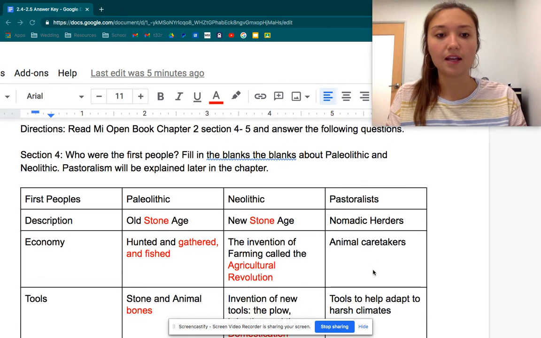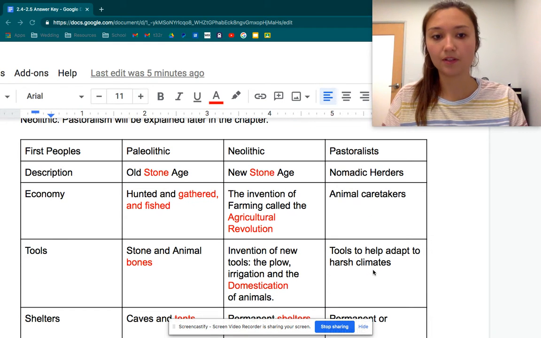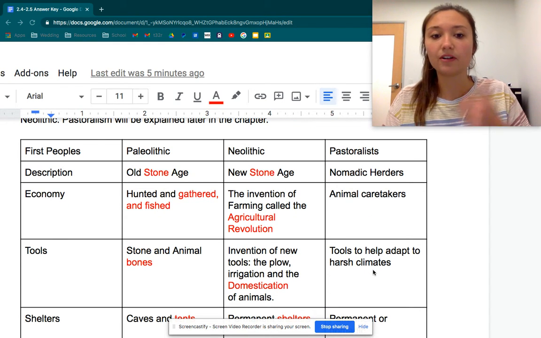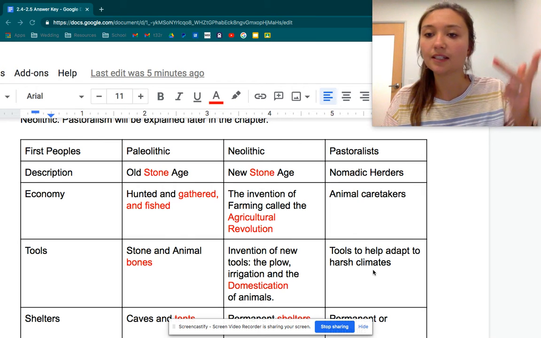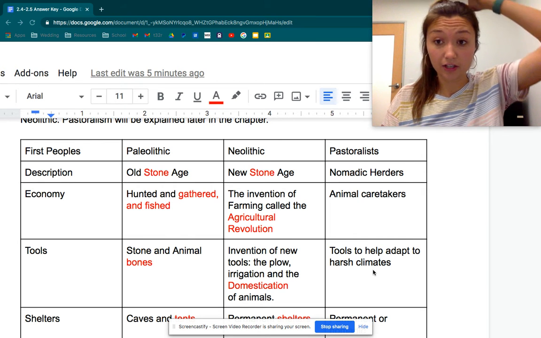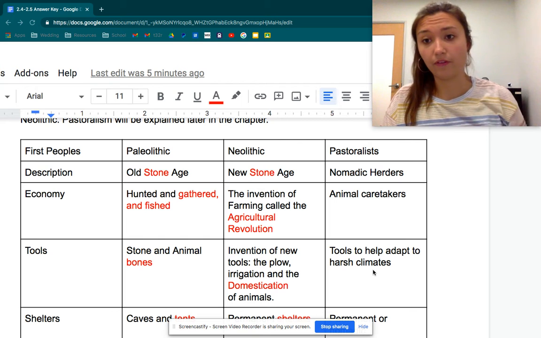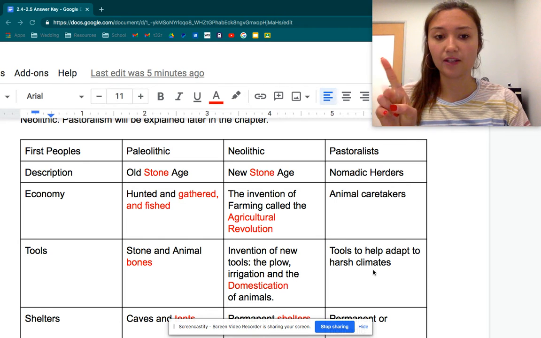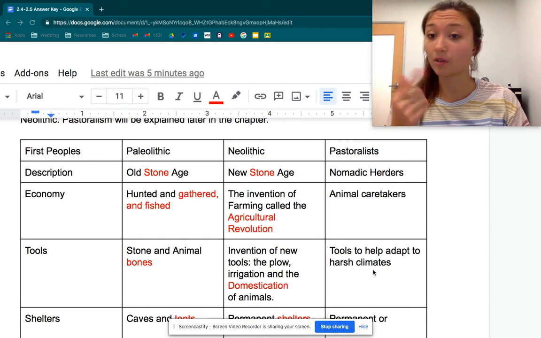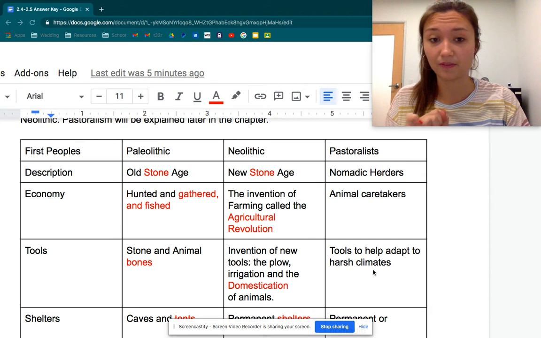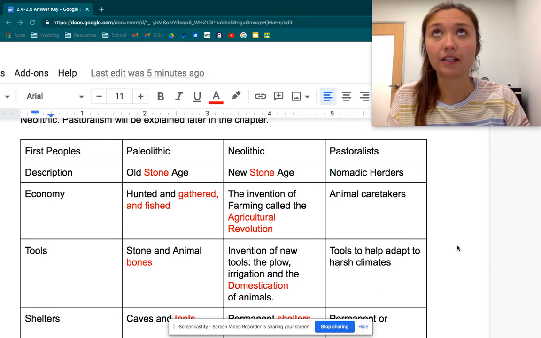First, you had this table comparing the first peoples, Paleolithic, Neolithic, and Pastoralists. Pastoralists we will learn at a later date. So those were already filled in for you. You just were comparing Paleolithic and Neolithic. Those are hard to say. Try saying those 10 times fast. Paleolithic, Paleolithic, Paleolithic.